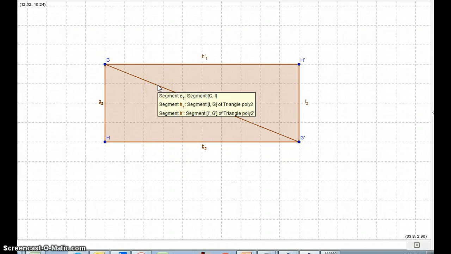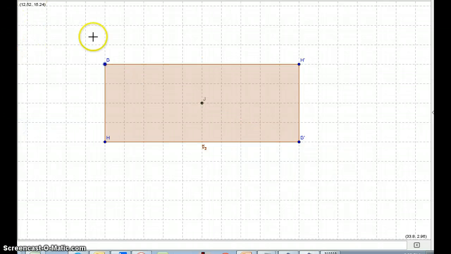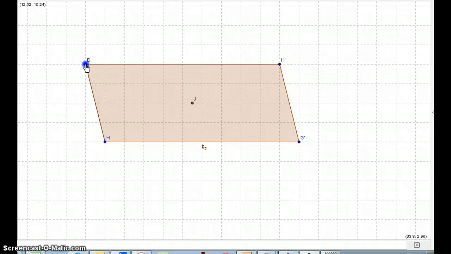And then we can turn off... No, I don't want to turn off that object, so let's put that back on. But I can turn off some segments here. So I've got this great looking rectangle here that can also be dragged into a parallelogram.